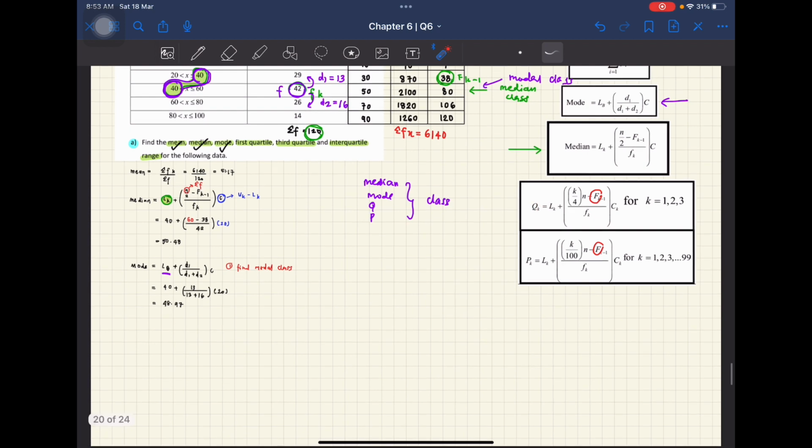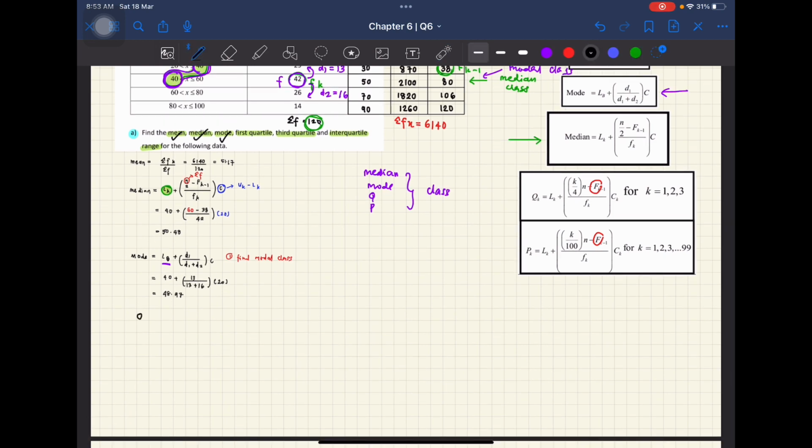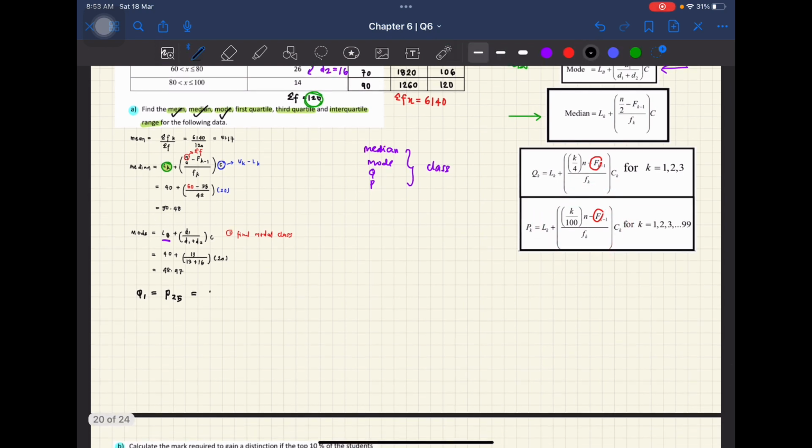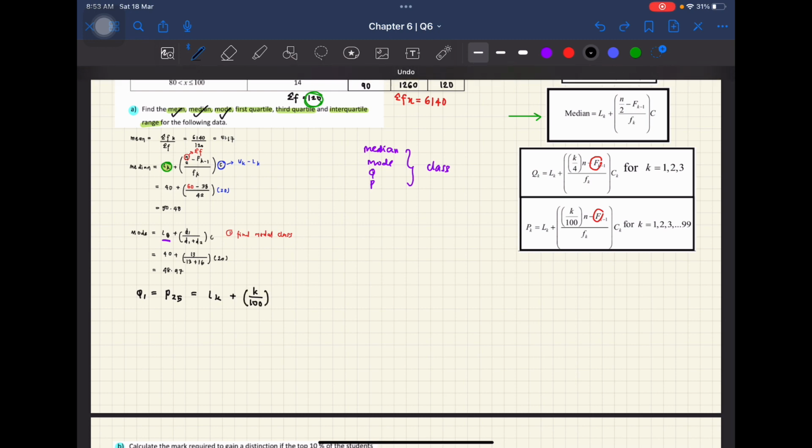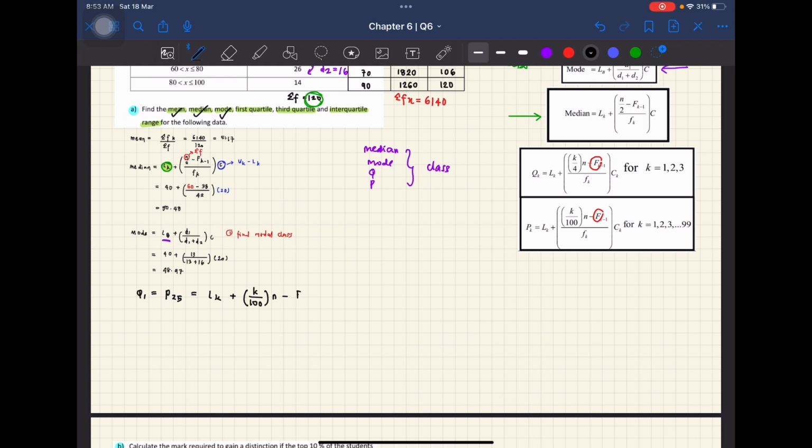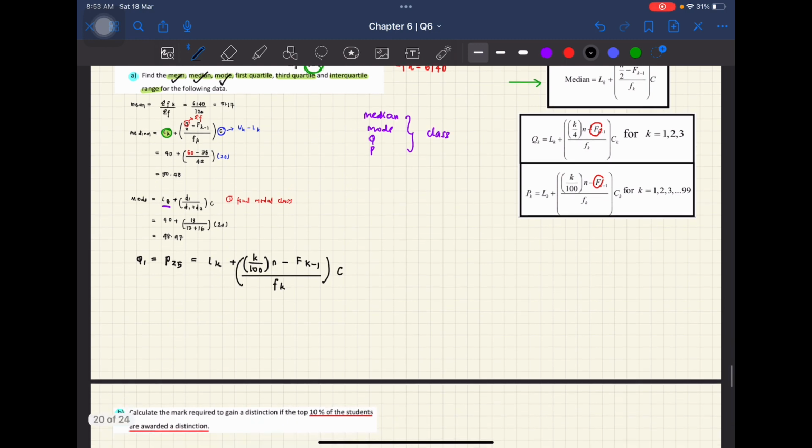Okay, so kita nak cari first quartile. Maksudnya Q1. Q1 is equals to P25. Like this. Okay, so kat sini formula dia, right? So let me just copy the formula first. LK plus K over 100 times with N minus with cumulative frequency of previous class and then divided by the frequency of my class times with C. Okay, settle. Ini adalah formula saya.